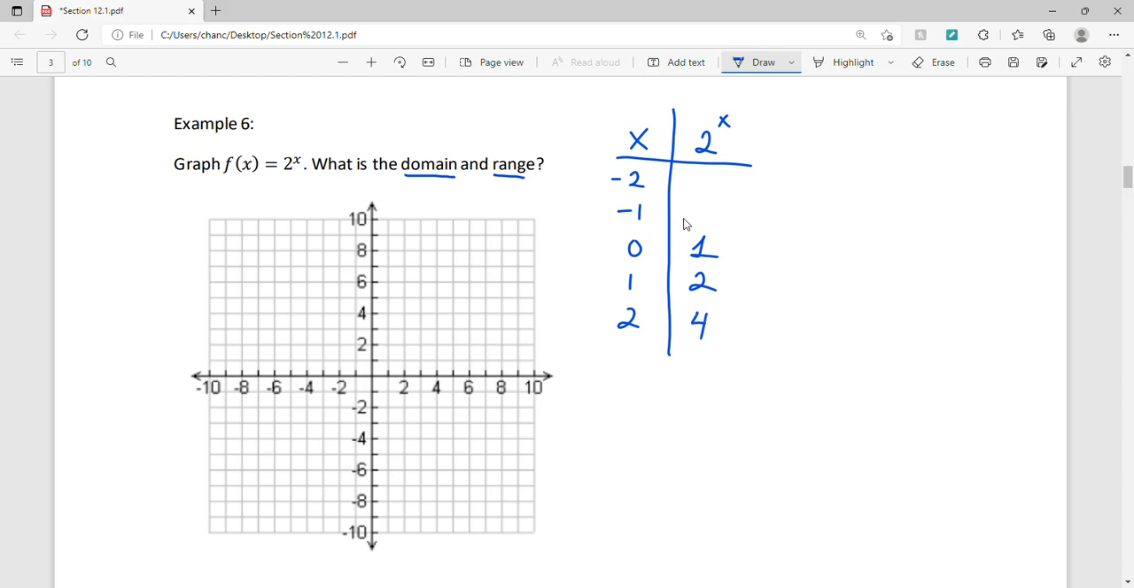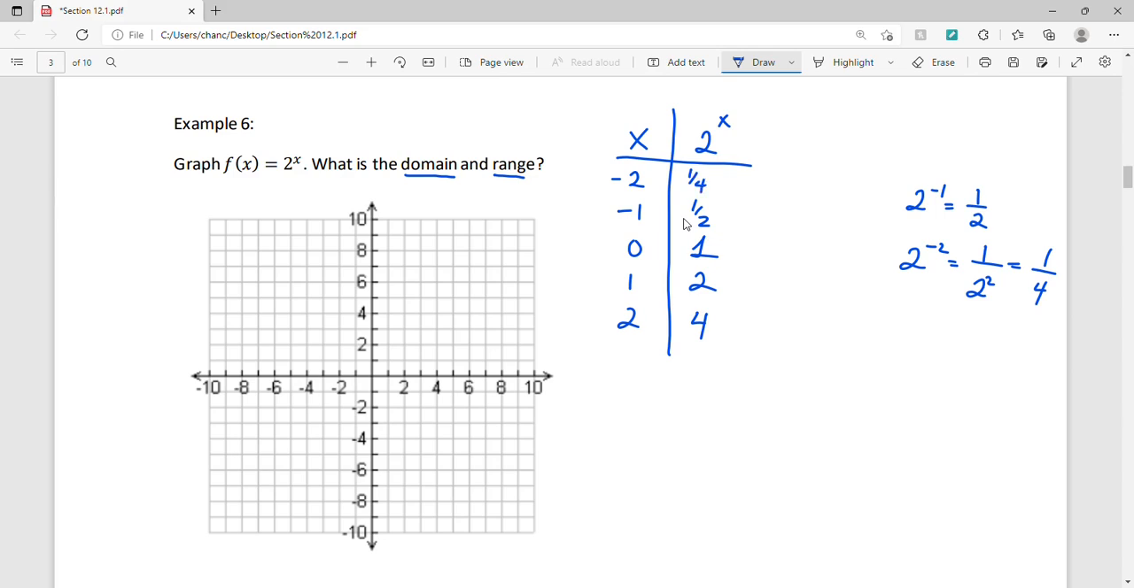Now, what's 2 raised to the -1? We could do the scratch work here on the side. That's equal to 1 over 2, or 0.5. So I'll just write 1/2. And 2 to the -2, you can simplify that as 1 over 2 to the +2, which is equivalent to 1/4.